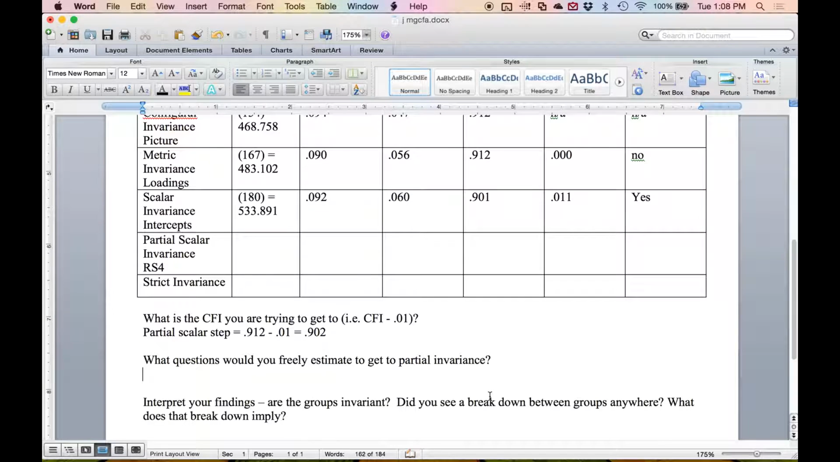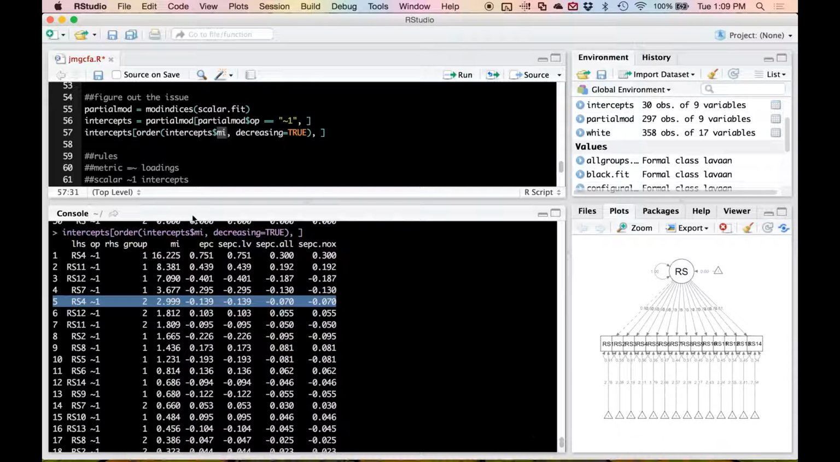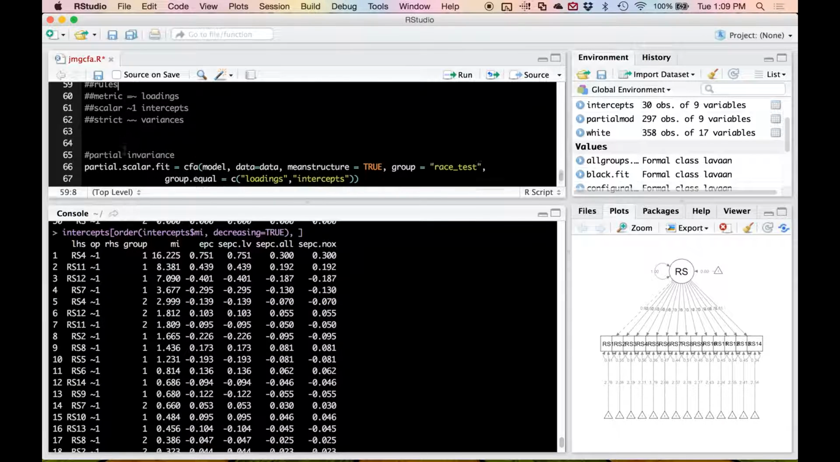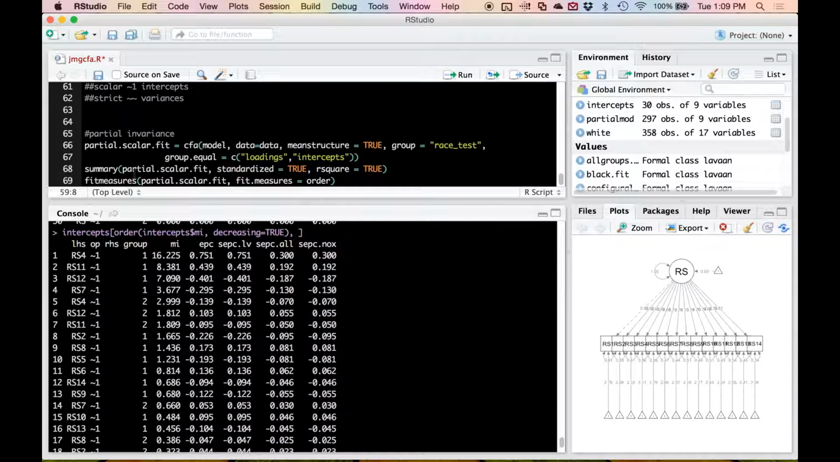What question would I freely estimate? I'm going to estimate RS4's intercept is going to be allowed to be different across groups. So free estimation, remember, means that it is allowed to vary across groups because everything else has been constrained to be equal. Okay. So let's add that to our partial model.